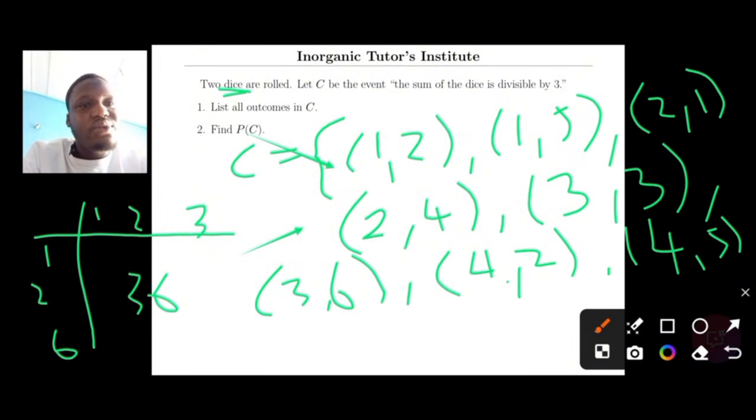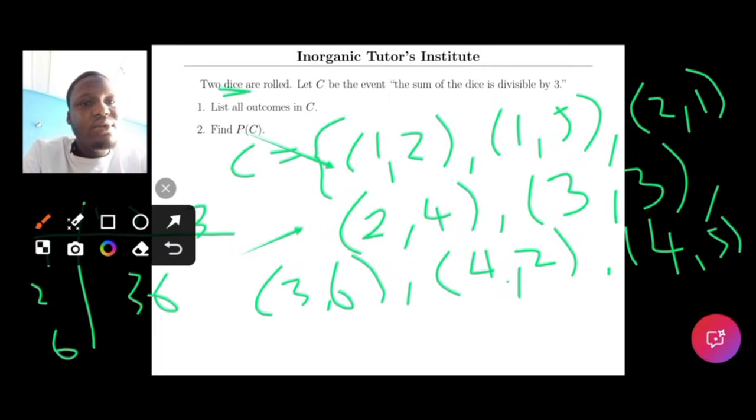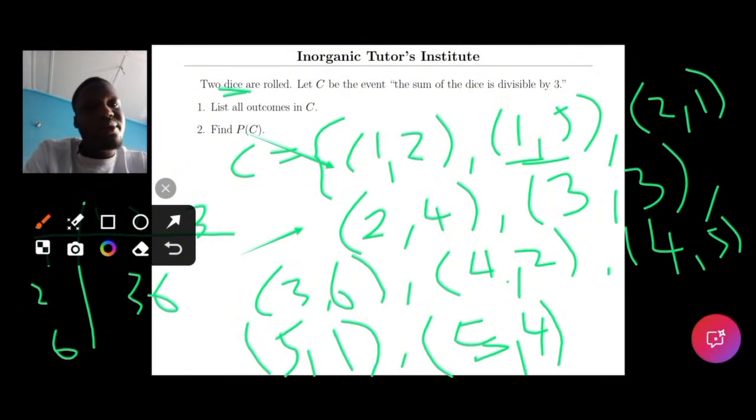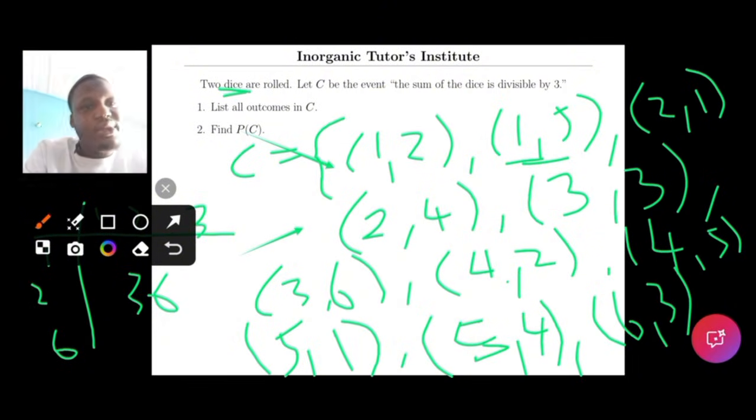So with 5, we can have 5, 1 as we can see up here, and 4, 5 as we can also see here. Sorry, 5, 4. And for 6, looking up here, we only have 3 and 6, so we will have 6, 3. Good.